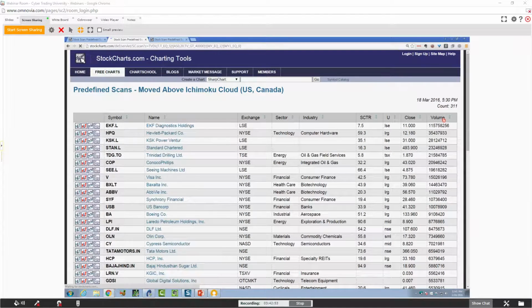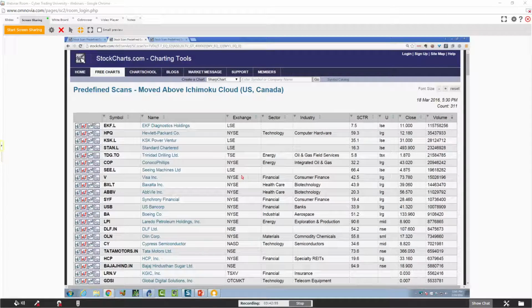And then I don't really trade stuff on the London Stock Exchange, so I would filter those out too. But what I want to do is trade stuff that has volume. So on this one, HPQ, right? Now, if you don't have a chart that will do this, you can do it on this platform too.